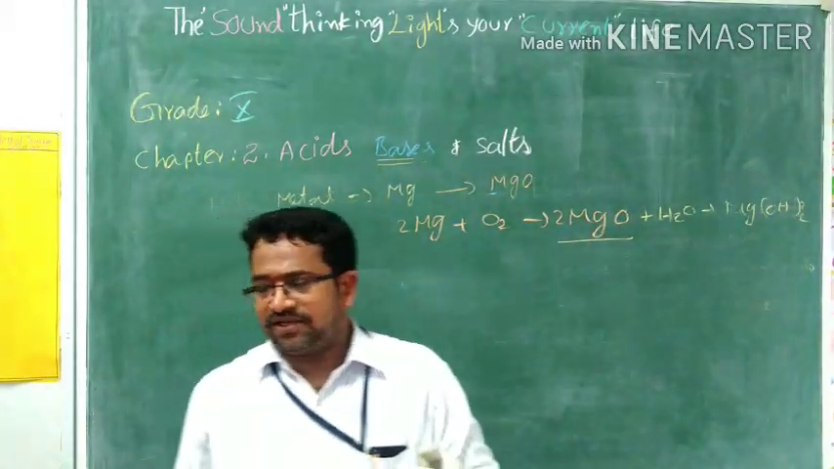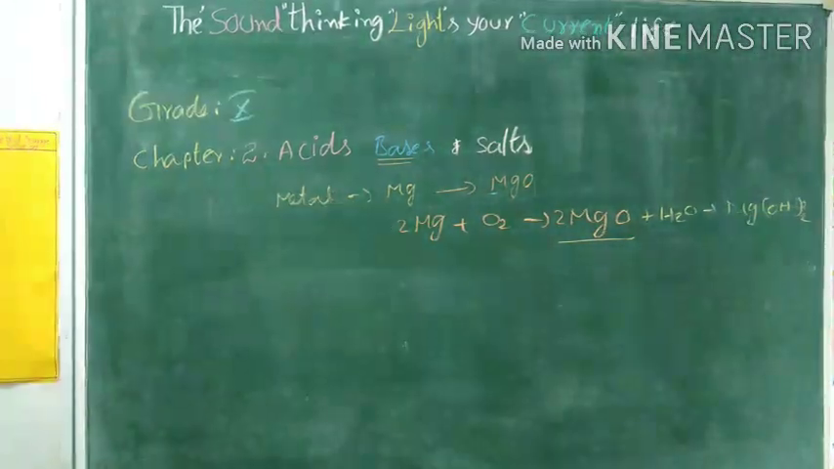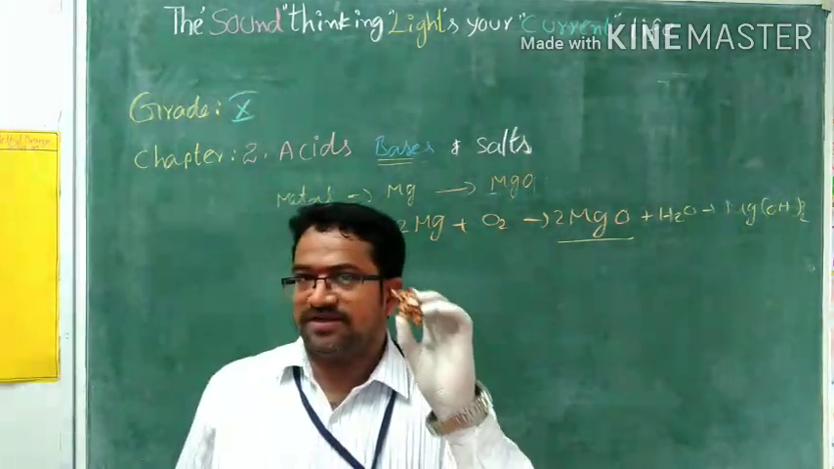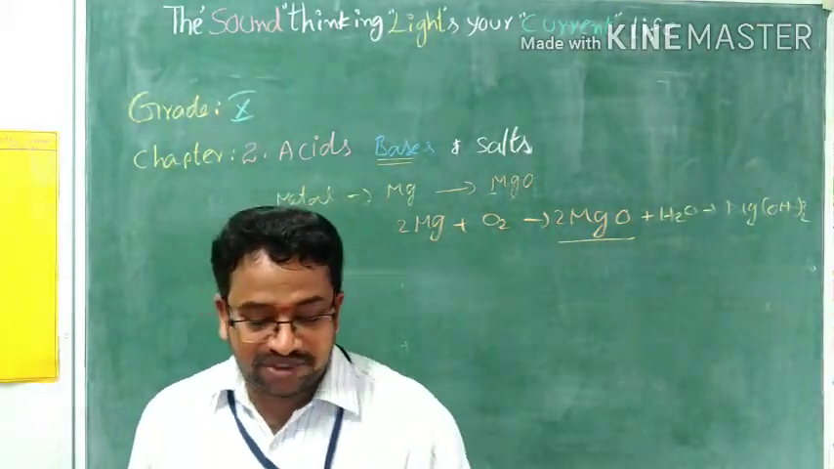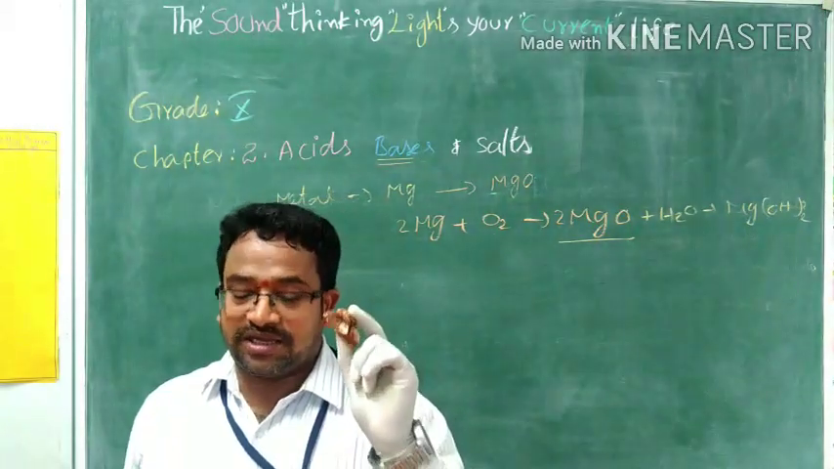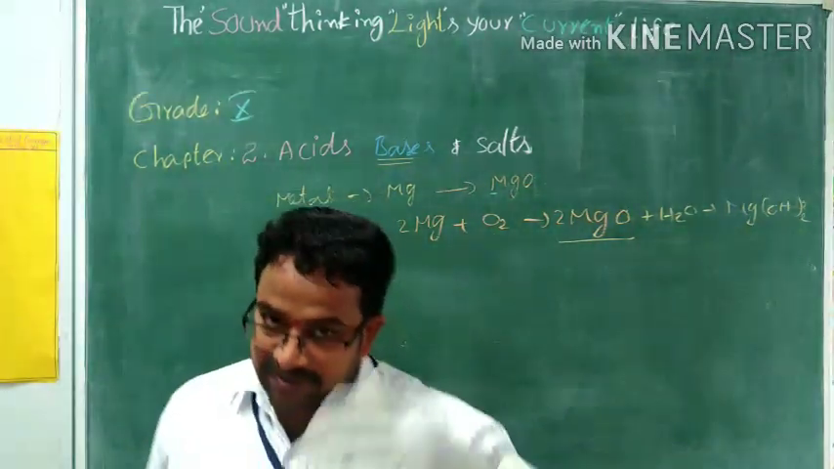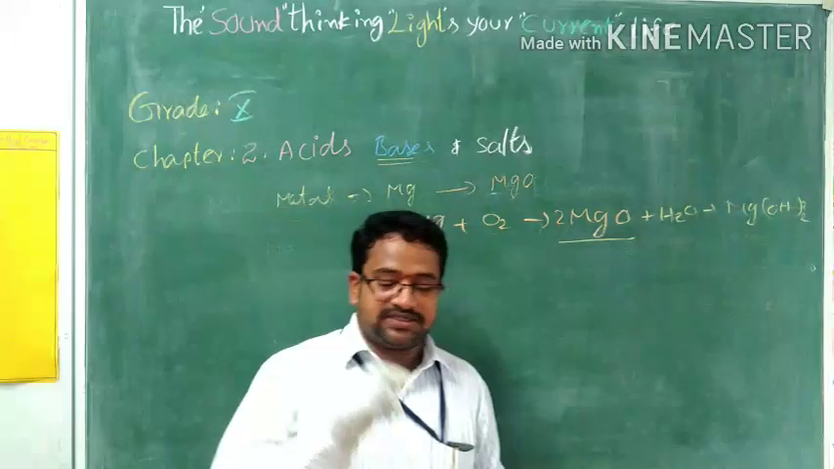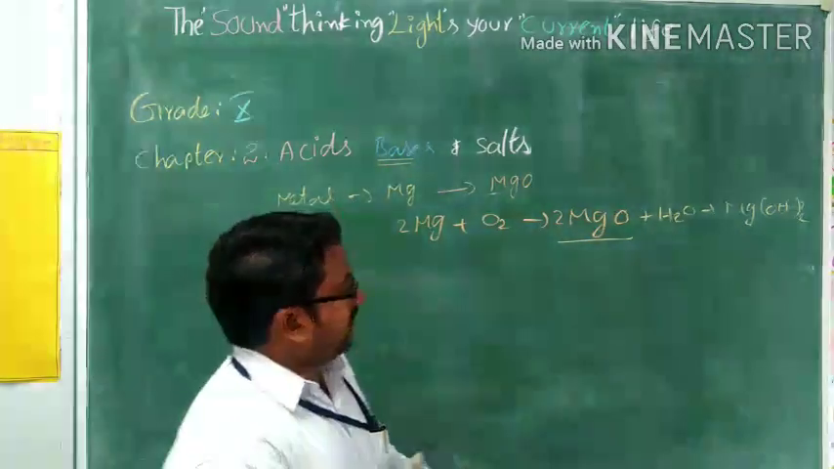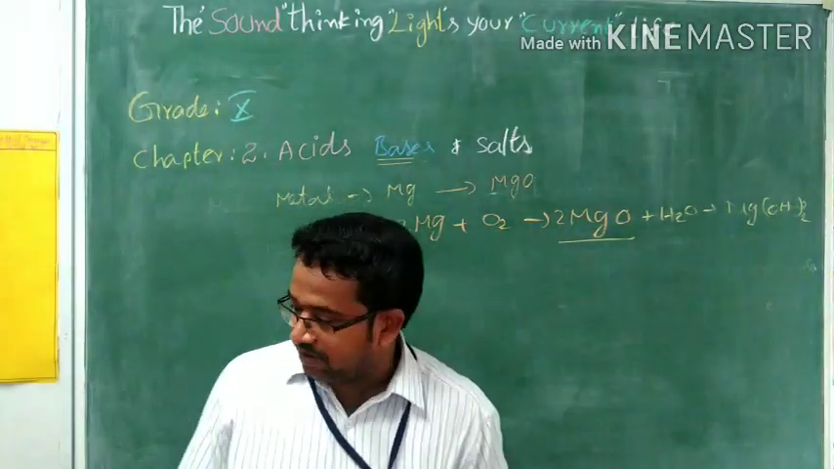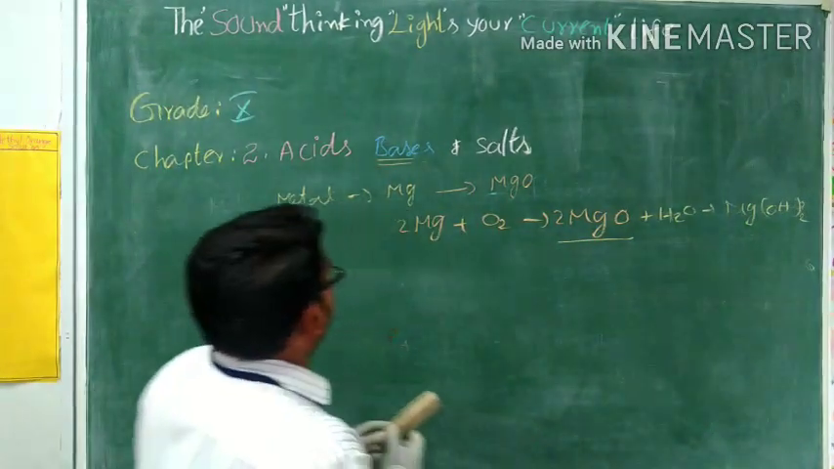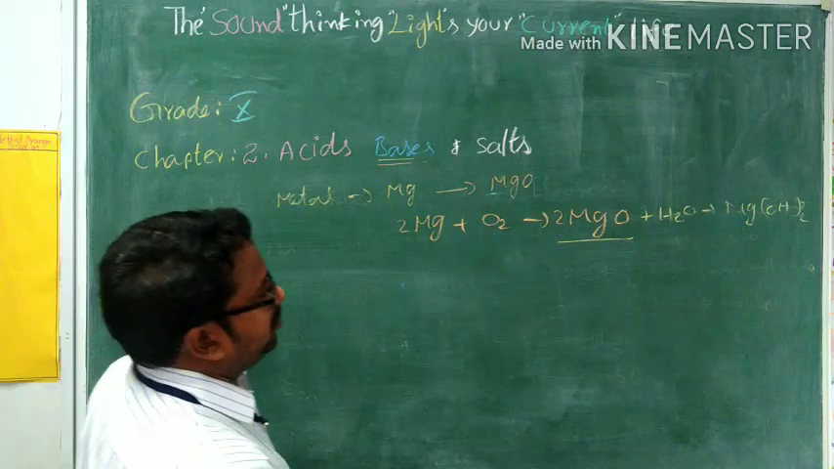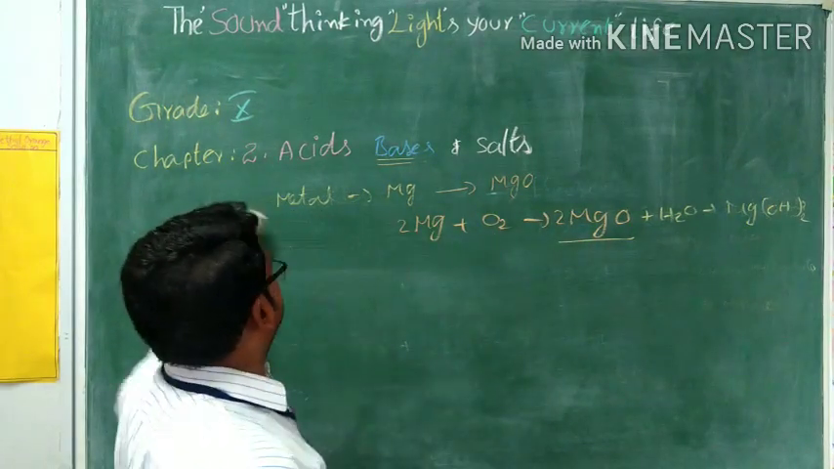Before that activity, I kept some tamarind there. Have you observed? What is the acid present in the tamarind? Yes, tartaric acid. Remember, tartaric acid. By the next class, I am going to ask what is the acid present in the tamarind. Right. So this is the method to prepare bases. When a metallic oxide dissolves in water, it is ready to produce bases.